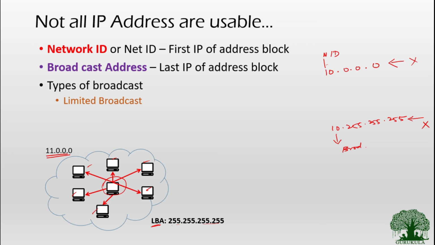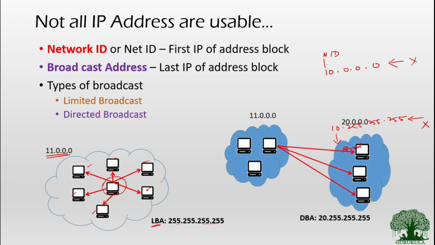The other type of broadcast we have is directed broadcast. So what do you mean by directed broadcast? This is the scenario. Whenever I have a system located in 11.network, and this network wants to send its data to all the systems connected in 20.network. So when a system located in a different network wants to broadcast its frame in a different network, in that case we call it a directed broadcast.